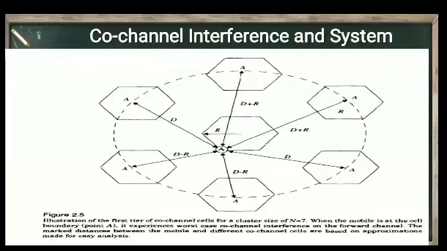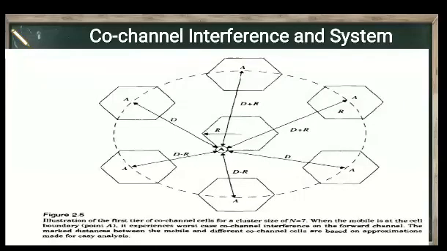See here, these are the different co-channel cells in that particular system, and this is a 7-cell cluster. But in that, they are maintaining the proper distance between the two cells. If the cell sites do not maintain the proper distance between these two cells, then there may be a possibility of co-channel interference occurring.